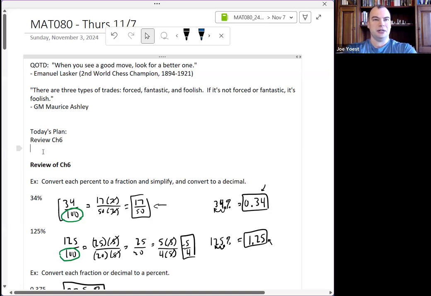When we come back, we'll shift gears a little bit into chapter 7, talking about real numbers, the real number system, rational and irrational numbers, and some more ideas related to properties like commutative and associative property, etc. So that is the plan for next week.